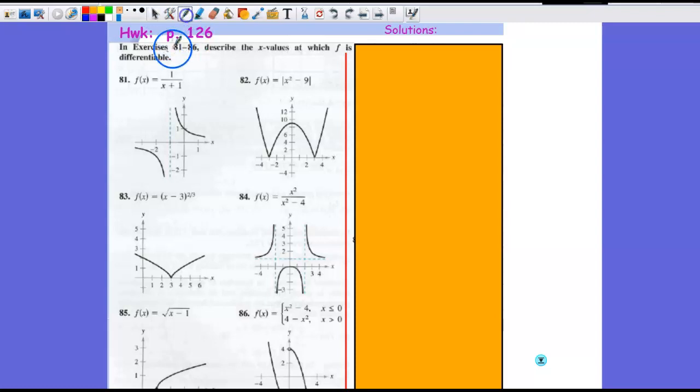So let's begin by taking a look at number 81, and we are looking for the values of x where the function is not differentiable. Now remember the things that we're looking for. We're looking easily at a discontinuity. A function has no derivative or instant rate of change at a discontinuity. So if we see one of those, that's a quick, easy identify.